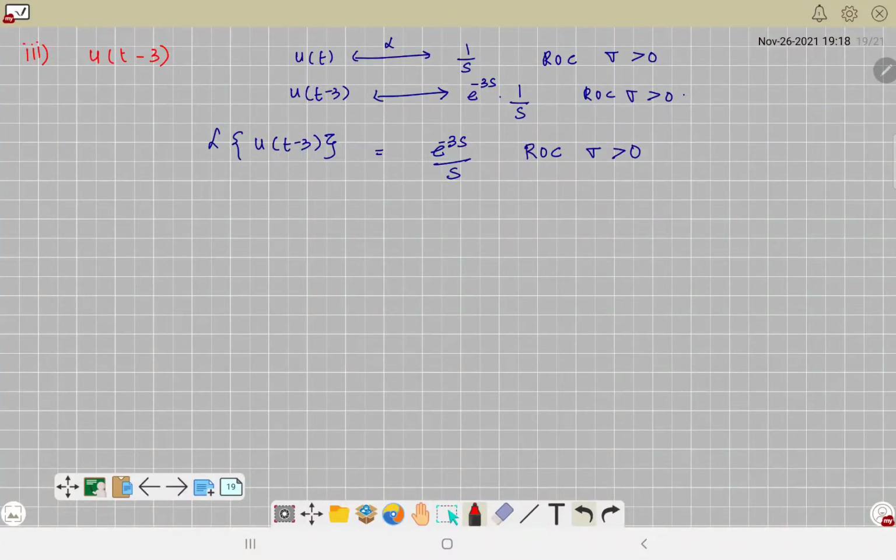Welcome back. So we're discussing the Laplace transform of some basic signals. Continuing with that, let's see what is the Laplace transform of a DC signal.